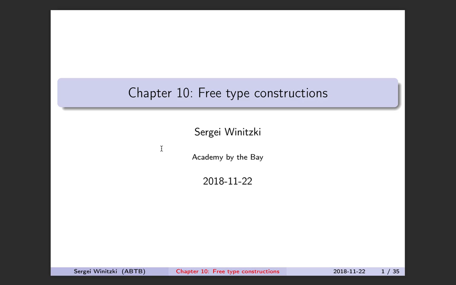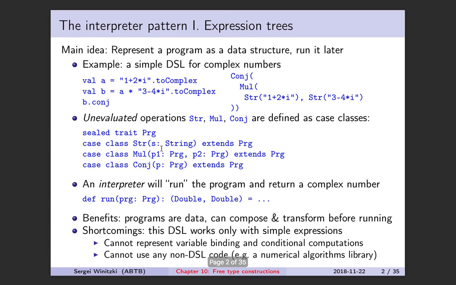This is a short summary for Chapter 10, which was focused on free type constructions. I begin with looking at the interpreter pattern. I explain how the interpreter pattern translates programs into case classes, that is, into data structures that represent unevaluated expression trees for the program. An interpreter will then run the program.